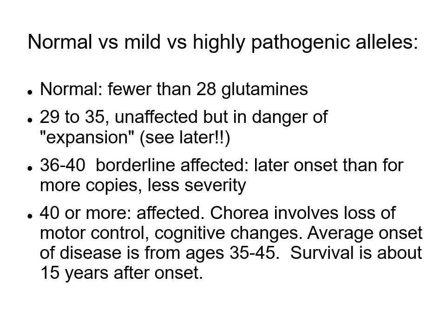Okay, so there's a range. Normal, for some reason, is considered fewer than 28. The intermediate ones are sort of odd. The expansion idea I'll get to in a sec. But people that have 36 to 40 are kind of borderline, and so that's a later onset and less severe disease than the people with major expansions. So some people will survive relatively well, whereas others don't do well at all.